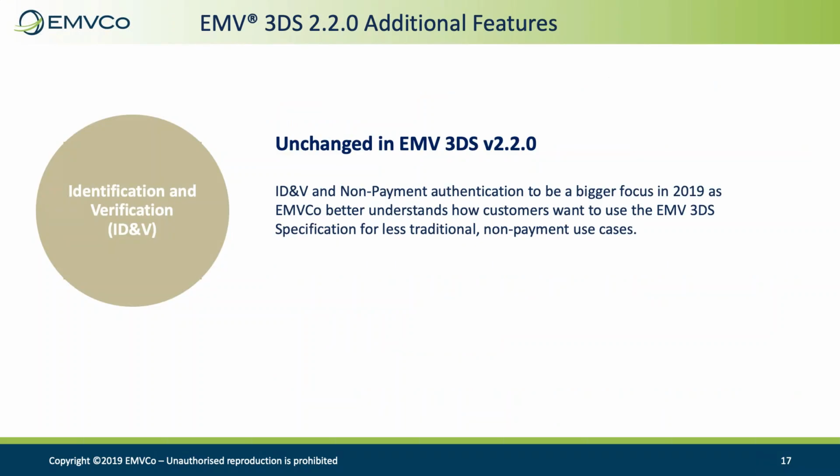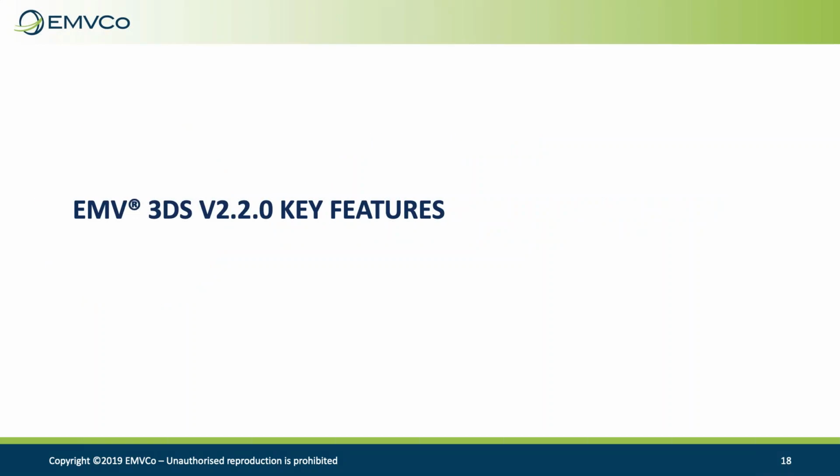And lastly, identification and verification. What remains unchanged in 2.2.0 is this feature. We expect this to have a larger focus in the next year or two as EMVCo better understands how customers want to use the 3DS specification for less traditional non-payment use cases. We'll go into a few more features of 2.2.0.